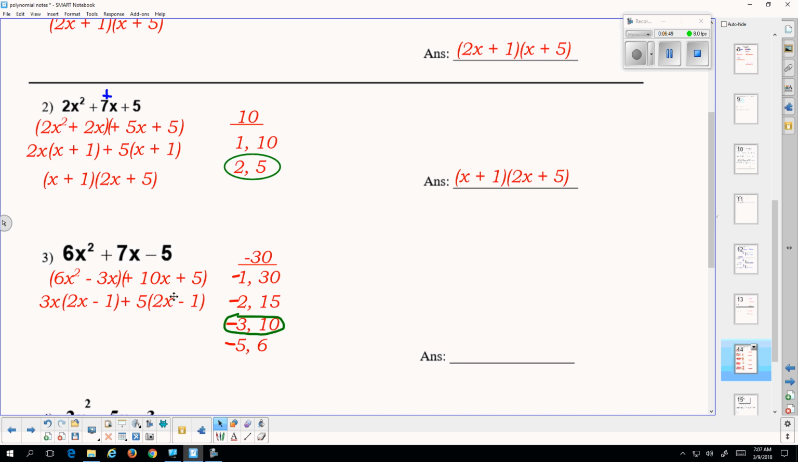And this is good when you have this repeating. That's how you know you're on the right track. If you get two different binomials here, you might want to take a look at your numbers again.